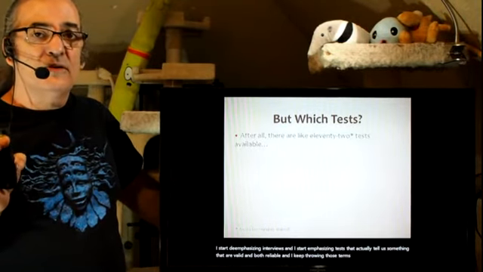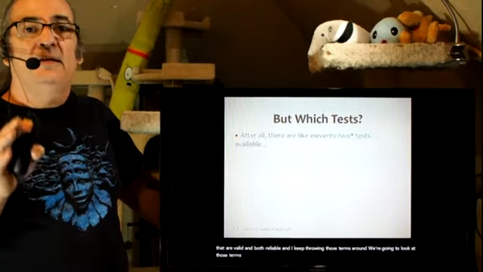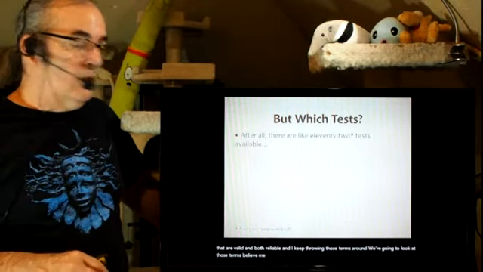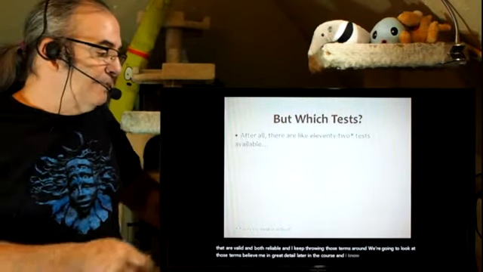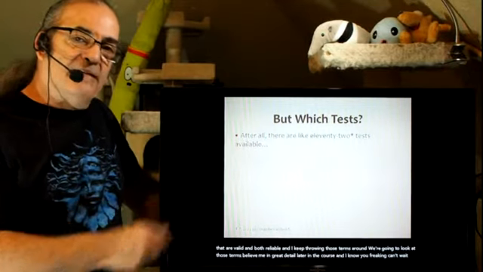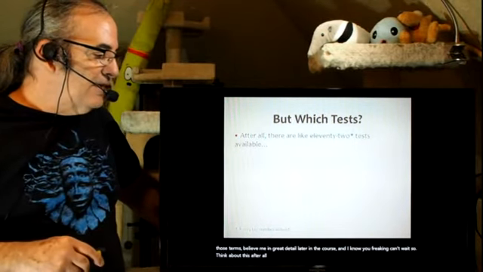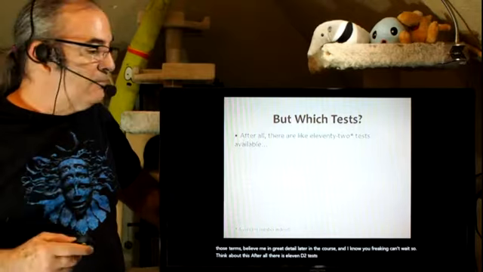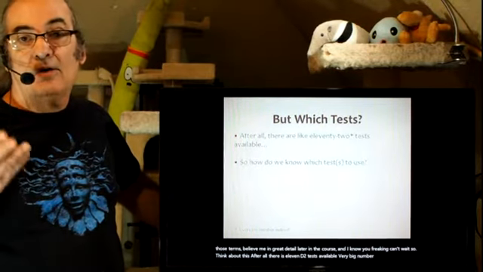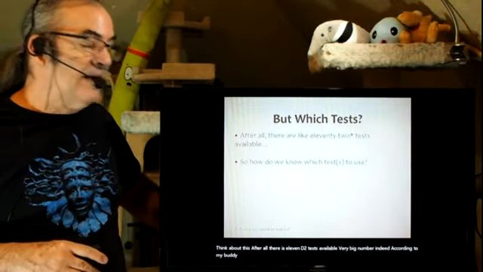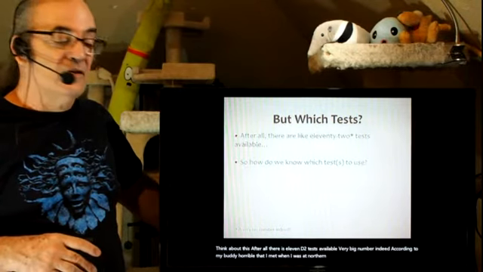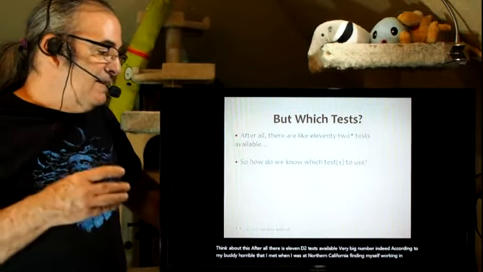We're going to look at those terms, believe me, in great detail later in the course. And I know you can't wait. So think about this. After all, there's 11,000 tests available. It's a very big number indeed, according to my buddy Harl, that I met when I was in Northern California, finding myself working in the lumber mill.